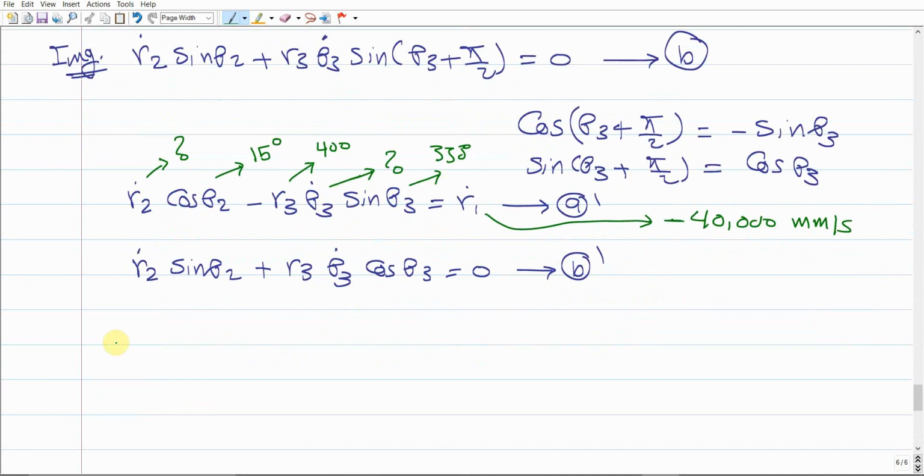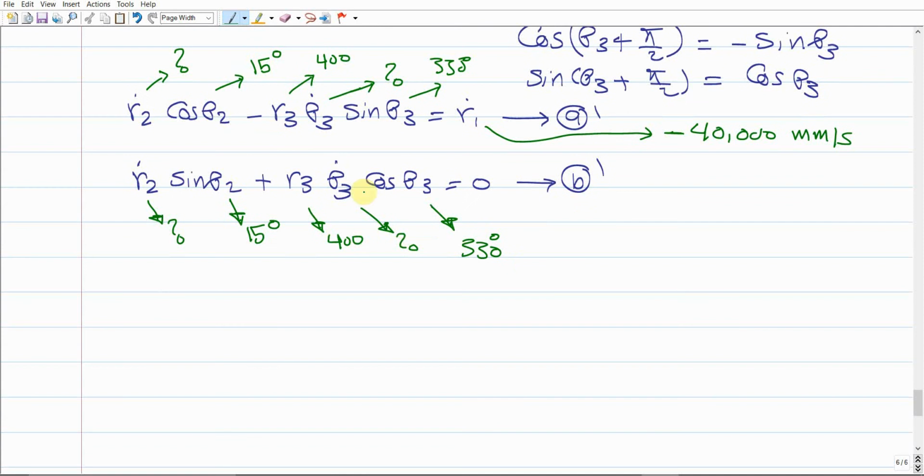How about the second equation? The same. R2 dot is unknown. Theta 2 is already given by 15 degrees. R3 is 400. Theta 3 dot is unknown, and theta 3 is given by 330 degrees. And the right side is just 0. So two equations in two unknowns should be solved.